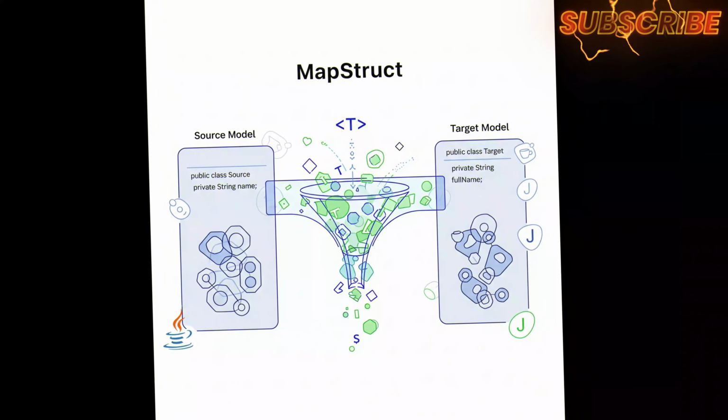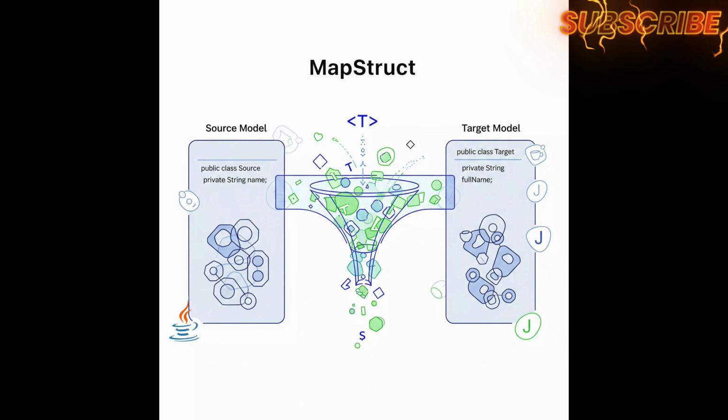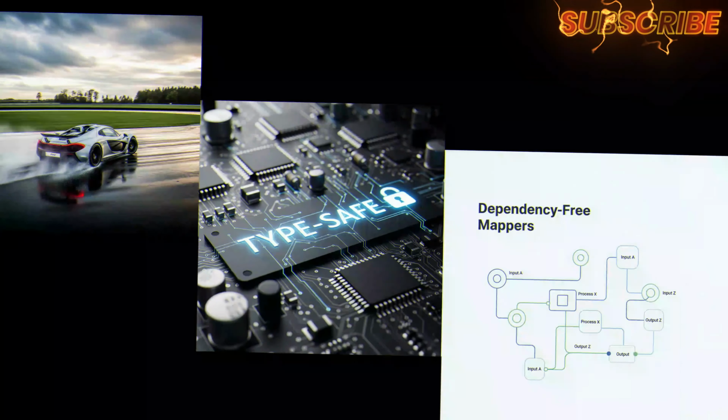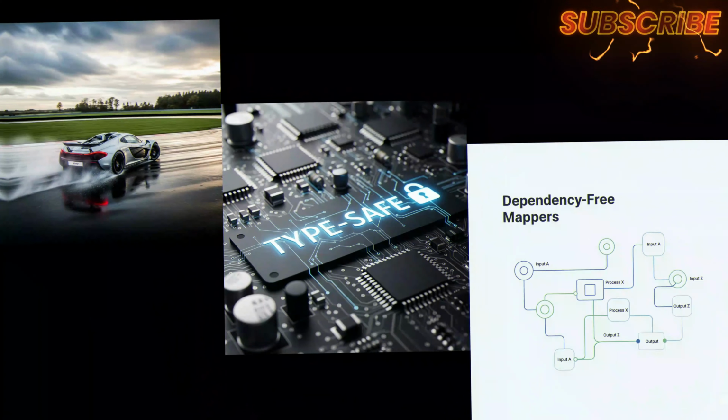Now let us look at how MapStruct is going to fit into this and how it is going to solve the problem. MapStruct is nothing but a code generator that is going to simplify the implementation of mapping between these Java bean types. It is going to generate a highly performant, type safe and dependency free mapper at compile time.